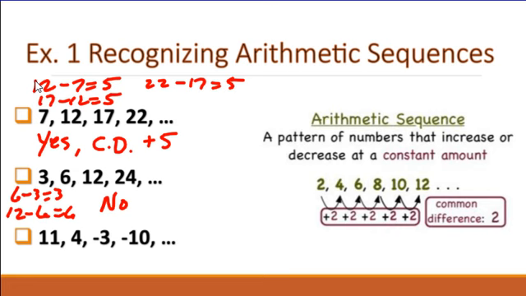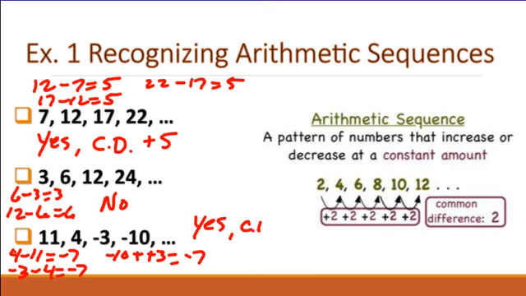The next one, we have 11, 4, negative 3, negative 10. If I take 4 and subtract 11, that gives us negative 7. If I take negative 3, subtract 4, that gives me negative 7. If I take negative 10 minus negative 3, which really I'm adding 3, gives me negative 7. So yes, this is an arithmetic sequence. The common difference is we're adding a negative 7, or you can think of it as subtracting 7.